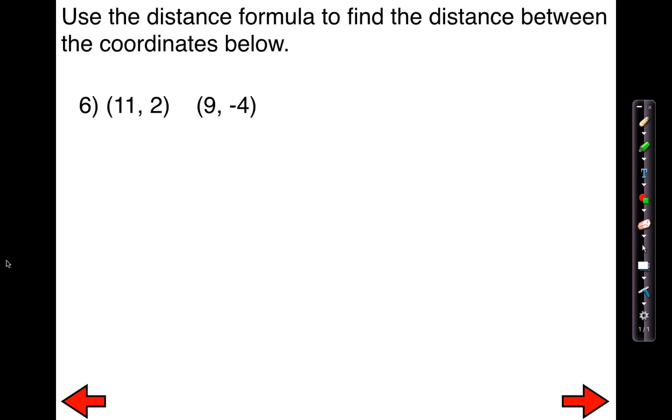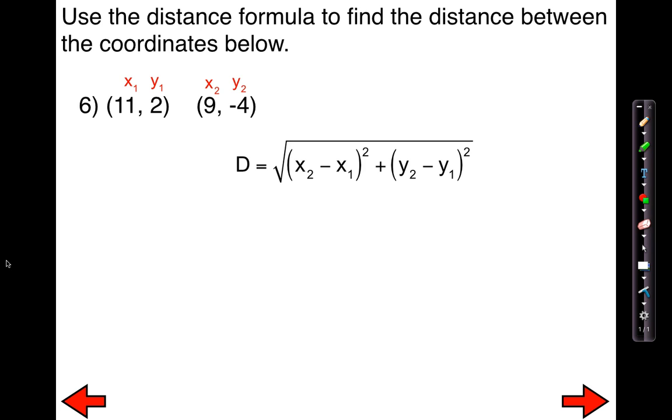Okay, so let's see how well we did for number 6. Hopefully you first wrote down the formula and then went ahead and labeled which ones are x sub 1, y sub 1, x sub 2, y sub 2. You plug it into your formula, being very careful to check that if there is a minus negative, you write it. In this case, it wasn't applicable.